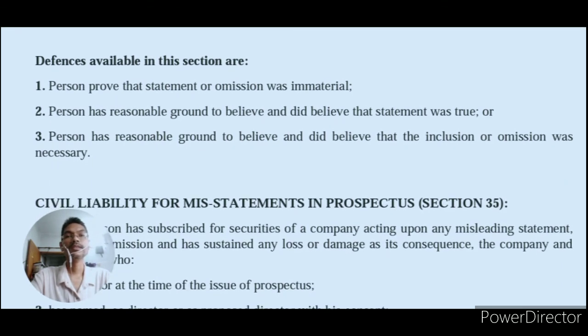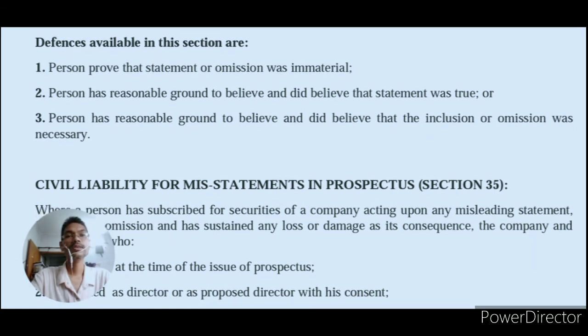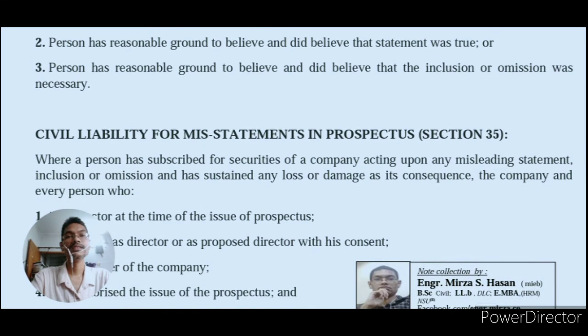Defenses available under this section are: 1. The person proves that the statement or omission was immaterial. 2. The person had reasonable ground to believe, and did believe, that the statement was true. Or 3. The person had reasonable ground to believe, and did believe, that the inclusion or omission was necessary.